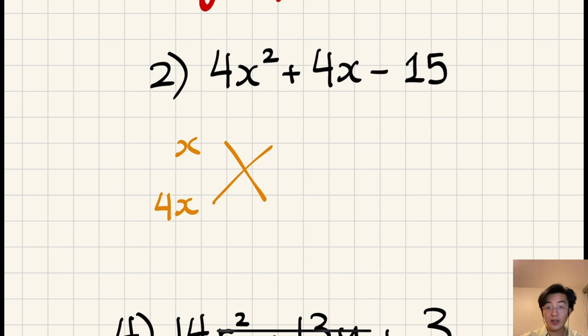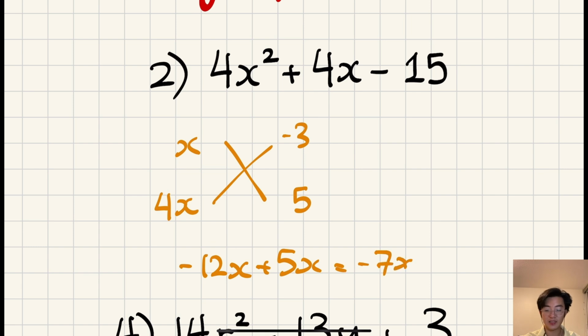Okay, how about 3 and 5? Right, so let's have a negative 3 first. So we have negative 3 times 4x is negative 12x, and we add that to 5x, getting us negative 7x. Okay, so that's not quite it.